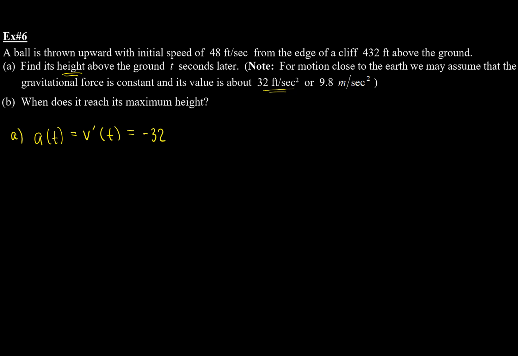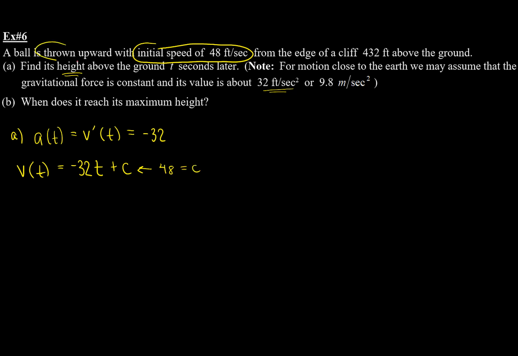Okay, so the derivative of my velocity is negative 32. That means if I take the antiderivative, I'm going to end up with negative 32 times t plus c. Now, notice that it told me it had an initial speed of 48 feet per second, so I can use that for my c.